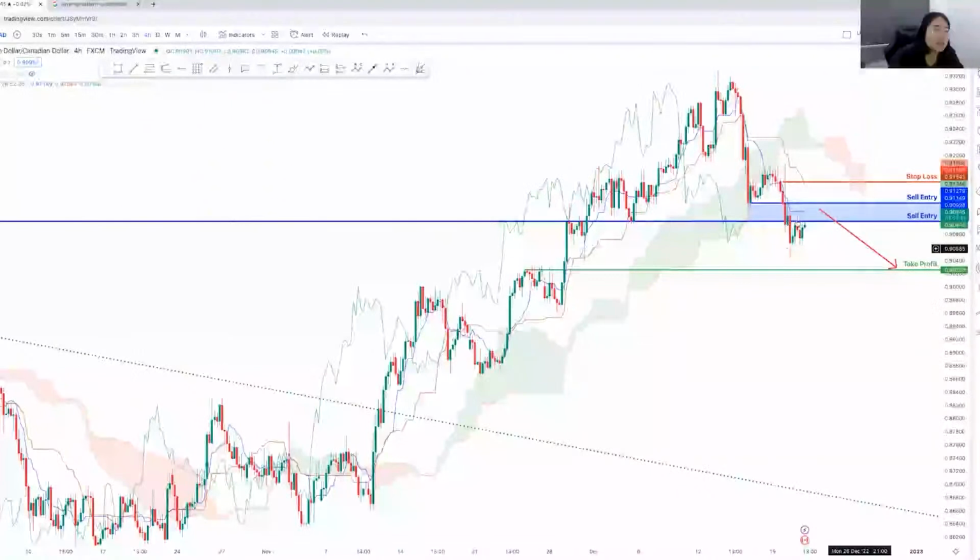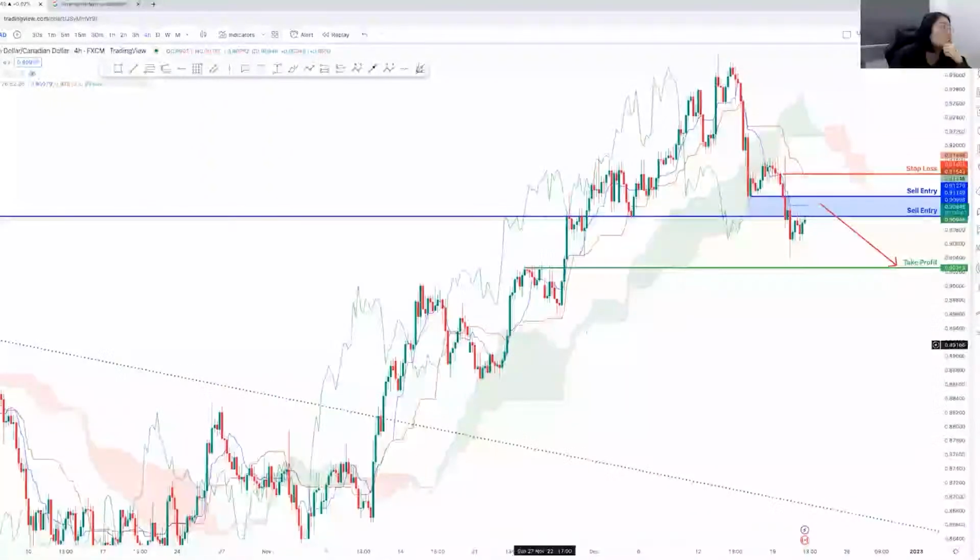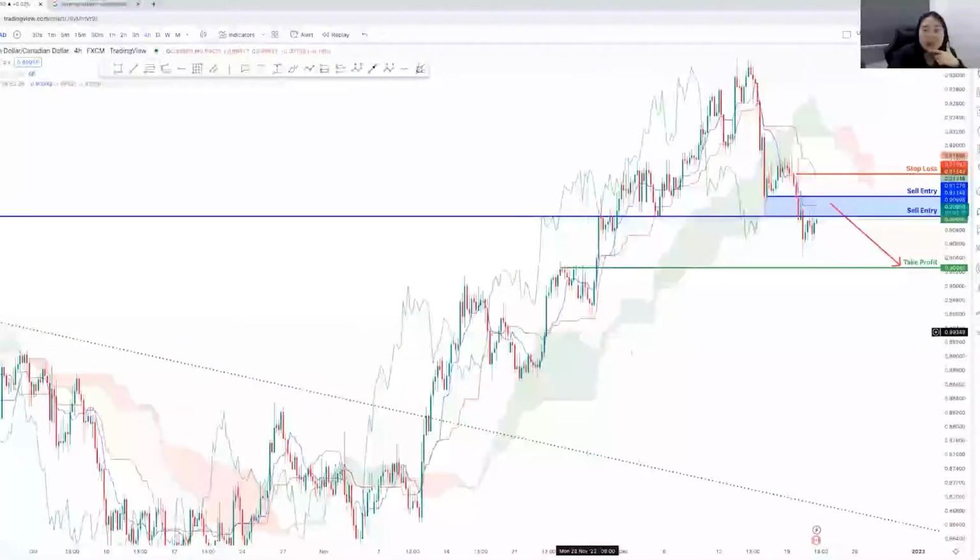I do think this sell is possible. We just need to wait for this candle to close. If this candle closes like this, I think it's a good sign to enter for a sell, okay, within this zone. Okay, so I think this is a good selling opportunity for AUD CAD. Okay, any questions? Anyone still confused or any questions at all?